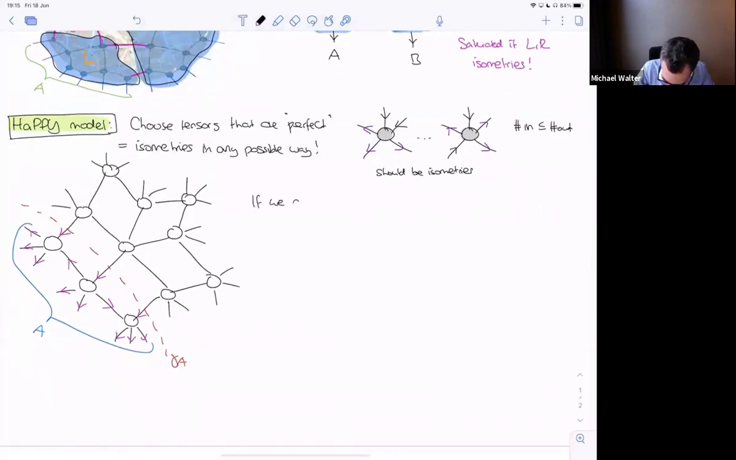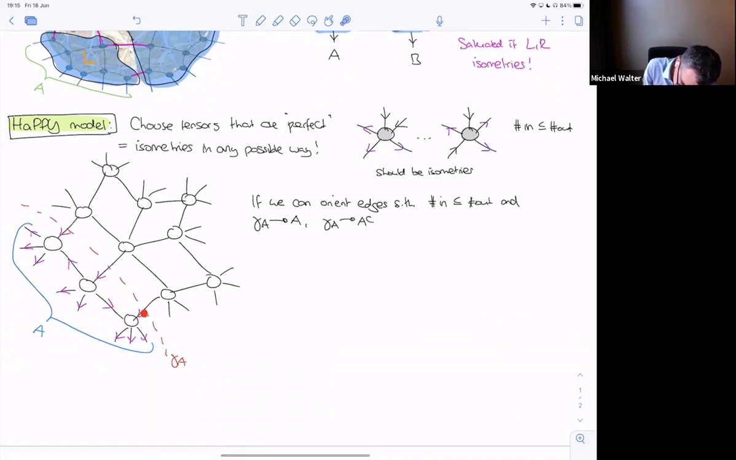So if we can orient the edges such that at each vertex, the number of inputs is less than or equal to the number of outputs. And maybe I'll write this as follows. From the RT surface, things always point away towards A, right? Or maybe that's a weird way of writing it. What I mean is that at the RT surface, they point away and they point into A at the boundary and into A complement at the other part of the boundary. Okay, so maybe that's not a great way. Maybe I should write it like this: they point away from A, and the edges at the boundary point towards the boundary. Maybe I could just write it like this.